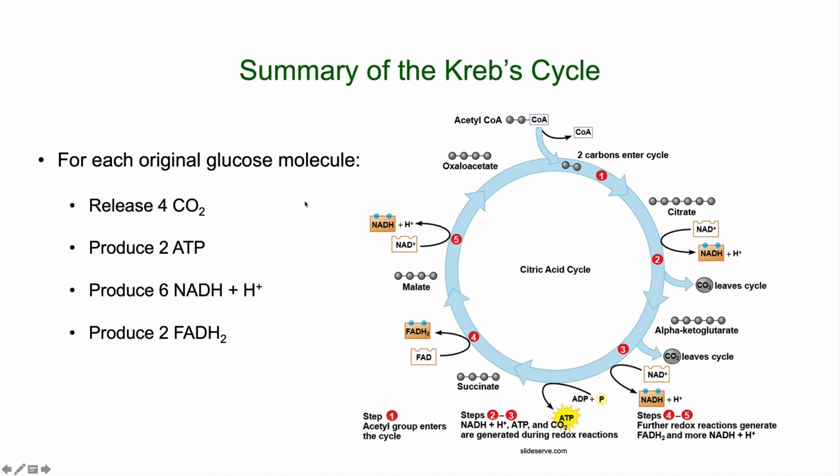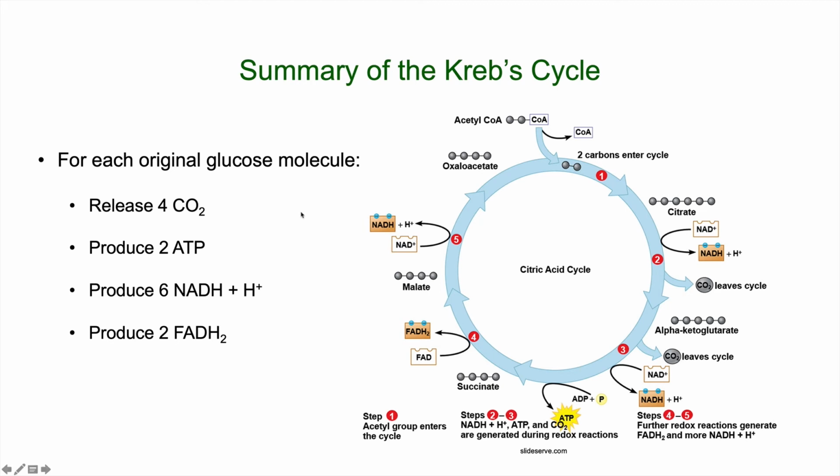This is why it's a cycle, because the molecule we start with is the molecule we end with. Ultimately, going around twice, we're going to release 4 molecules of CO2. We're going to produce 2 ATPs. We're going to reduce 6 NADs to NADH plus H+. We're going to reduce 2 FADs to FADH2.